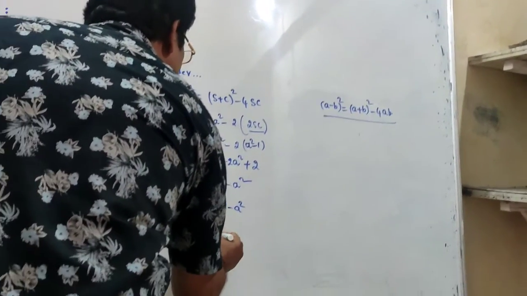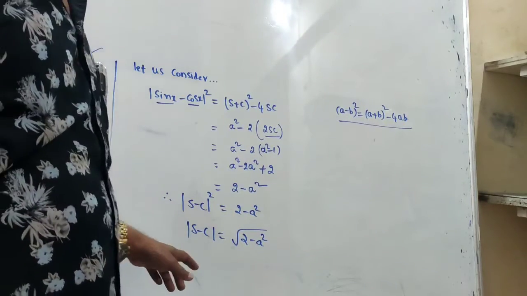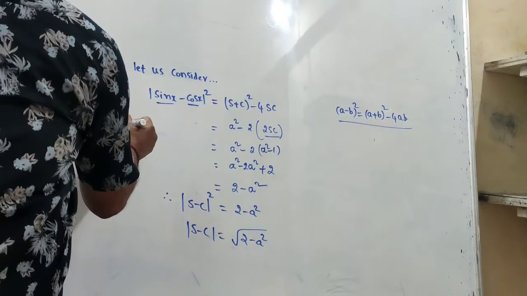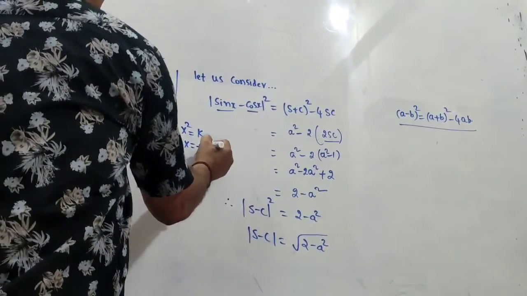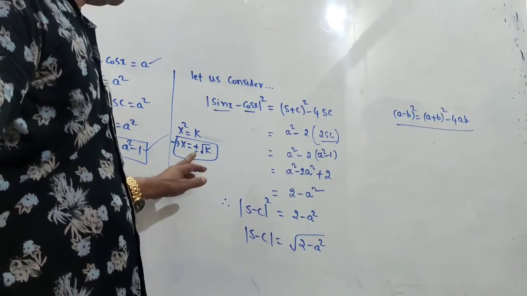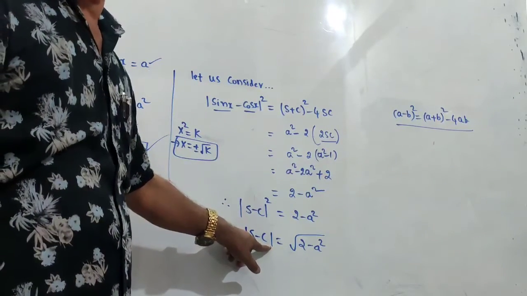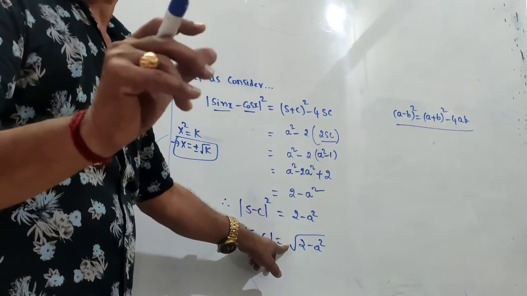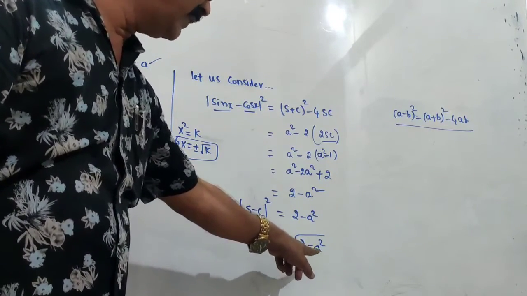Modulus of sin minus cos equals root of 2 minus a square. Please don't write plus or minus here. What I said according to the formula: if x square is equal to something k, then X is equal to plus or minus root k. But here we are not using plus or minus because modulus means it is always positive. If you write minus, it is meaningless. It is a wrong statement, or an extraneous solution. Therefore, it is plus root of 2 minus a square.